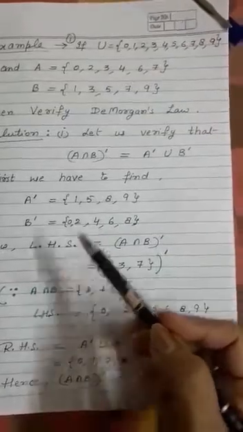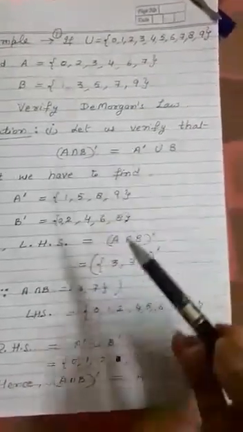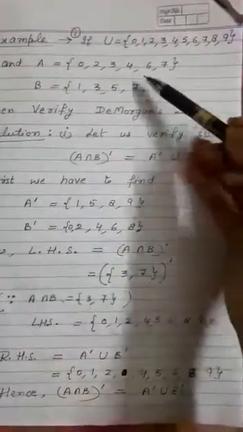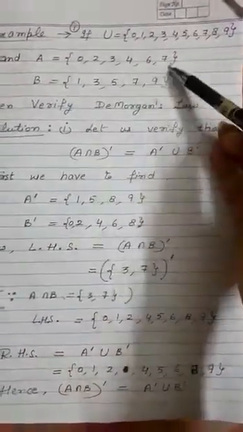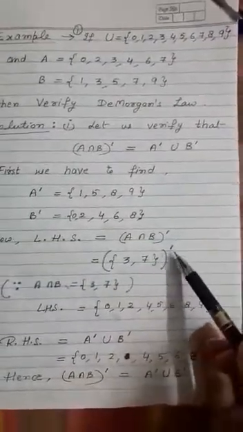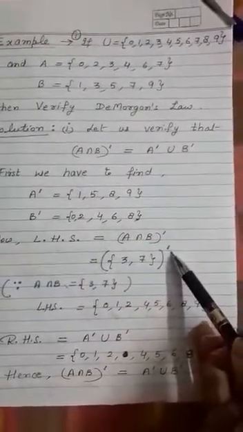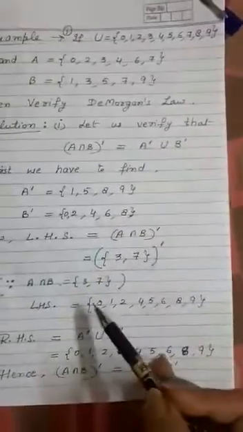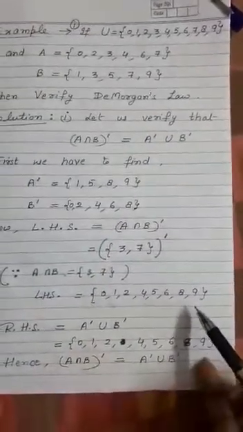What is the left hand side? (A intersection B) complement. A intersection B. What is common in A and B? You can see here 3 is common and 7 is common. That's why A intersection B is {3, 7}. And its complement we have to take from the universal set, meaning in place of 3 and 7 we have to take the remaining elements from the universal set, and the remaining elements are these. That's why the left hand side is solved.